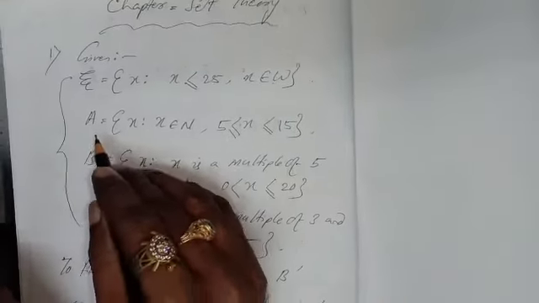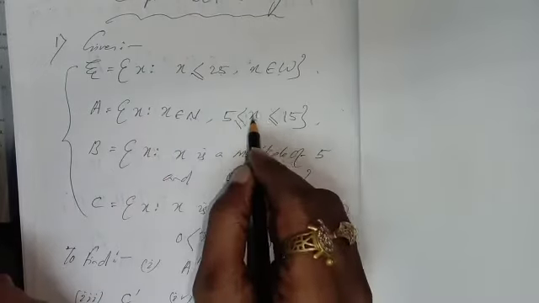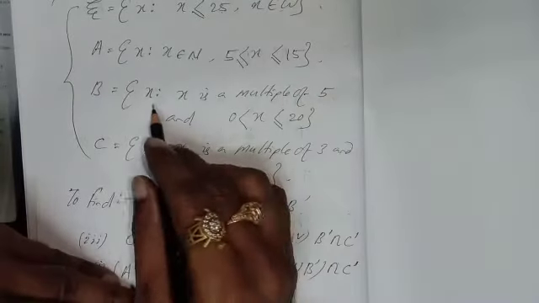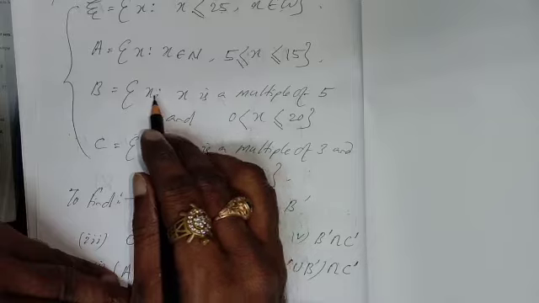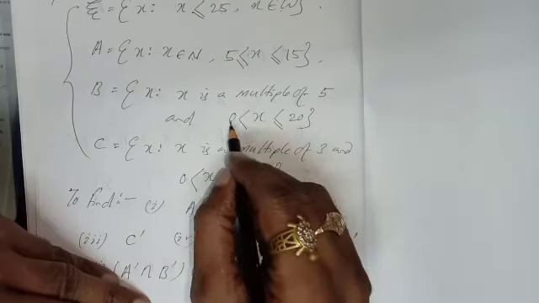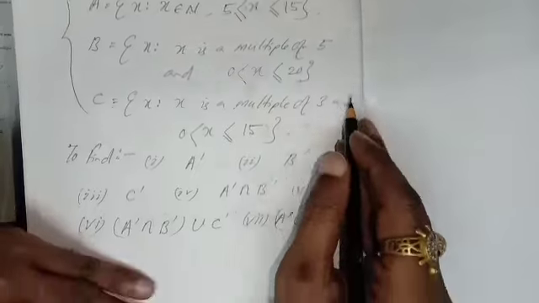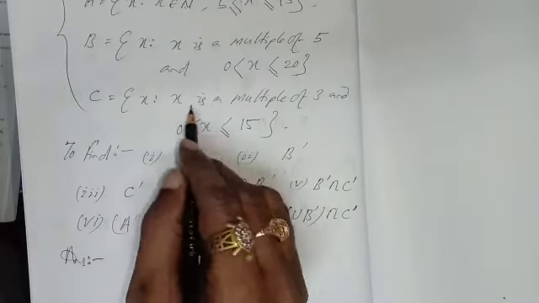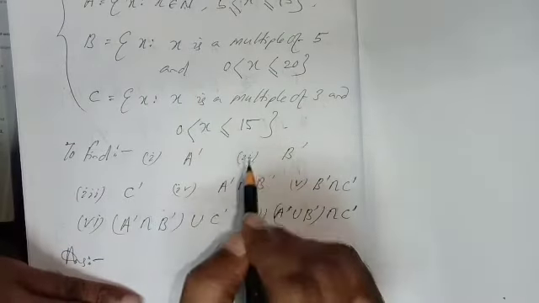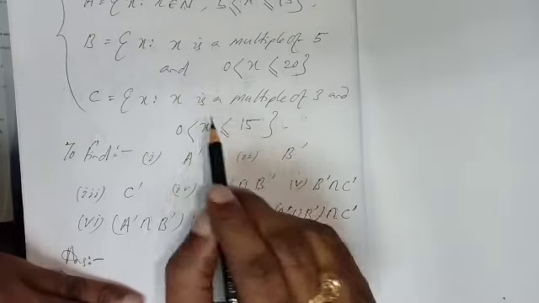A is a set x such that x belongs to natural numbers and x is greater than or equal to 5 and less than or equal to 15, means 5 to 15. Next, B is a set in which x is a multiple of 5. The condition given is x greater than 0 and less than or equal to 20, means up to 20 you have to write multiples of 5. C is a set x such that x is a multiple of 3 and greater than 0, less than or equal to 15. This is the thing given. There are three sets A, B, C and another universal set given.